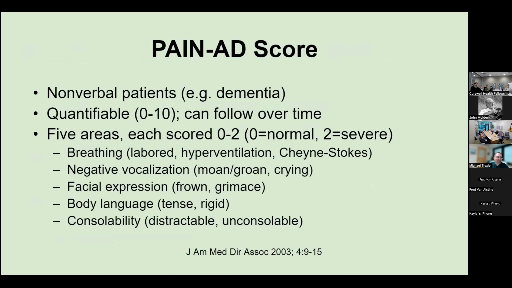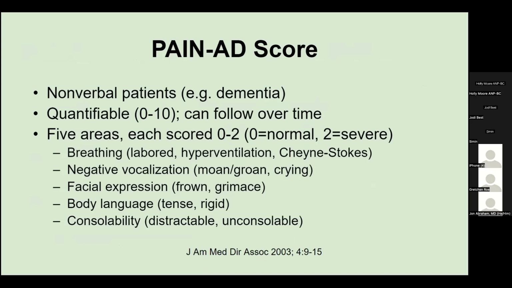Well, actually, we do. Dr. Mulder mentioned this last week. I'm just going to briefly mention it as well, just to reinforce that I think it's a very useful and validated tool, not only in dementia, but also in other nonverbal patients. The nice thing is it's quantifiable, it's 0 out of 10, and you can follow it over time. And it looks at 5 areas, each scored 0 to 2, 0 being normal, 2 being severe: breathing, negative vocalization, facial expression, body language, and consolability.